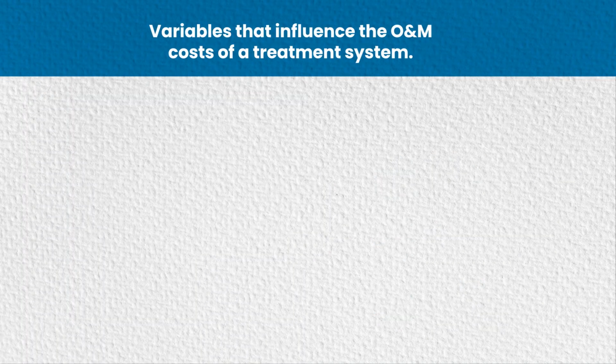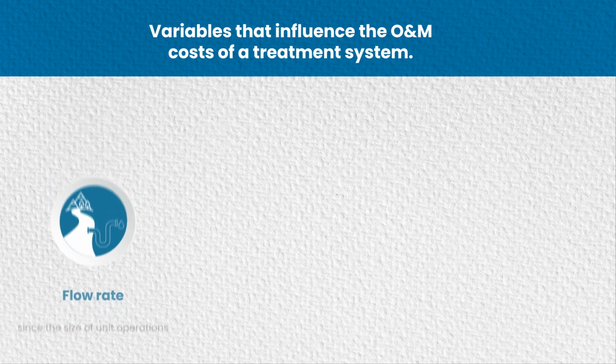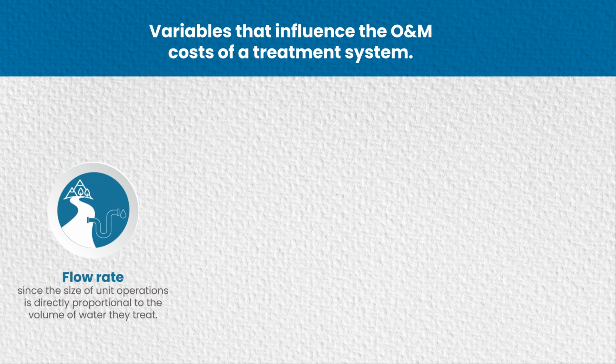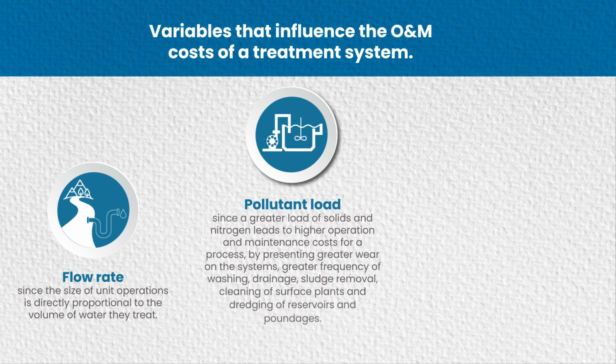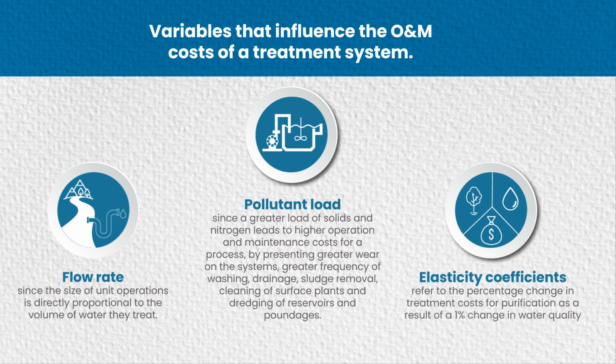To conclude, variables that influence the operation and maintenance costs of a treatment system are flow rate, since the size of unit operations is directly proportional to the volume of water they treat. Pollutant load, since a greater load of solids and nitrogen leads to higher operation and maintenance costs for a process, by presenting greater wear on the systems, greater frequency of washing, drainage, sludge removal, cleaning of surface plants and dredging of reservoirs and ponds. And elasticity coefficients, which refer to the percentage change in treatment costs for purification as a result of a 1% change in water quality.